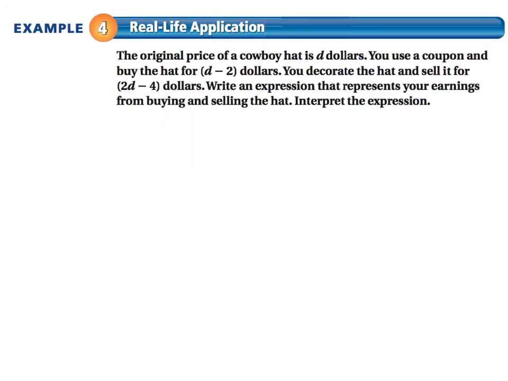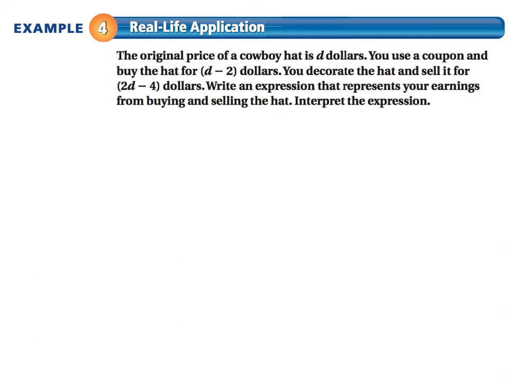Our last example. The original price of a cowboy hat is $D. You use a coupon and buy the hat for D minus $2. You decorate the hat and sell it for 2D minus $4. Write an expression that represents your earnings from buying and selling the hat. Interpret the expression. Now let's think about it.